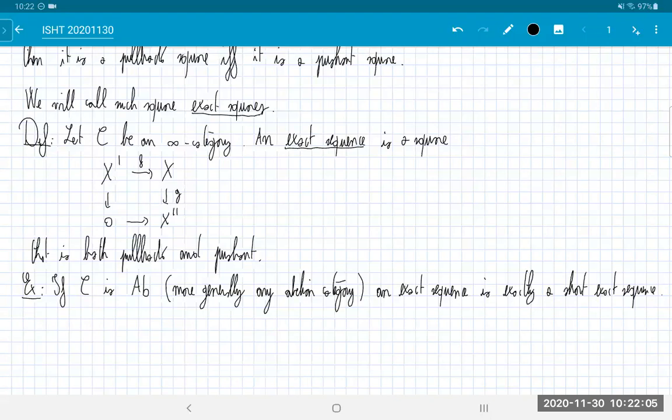Okay. Good. Note that, actually, let me put a quick remark. In a one category, this condition that this is a square and not just two maps is just a property, and just saying that g composed with f is zero. In infinity categories, like in spectra, this is actually more structure. I'm giving you a homotopy of gf with the zero map.